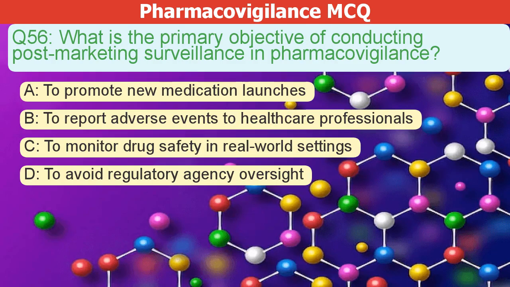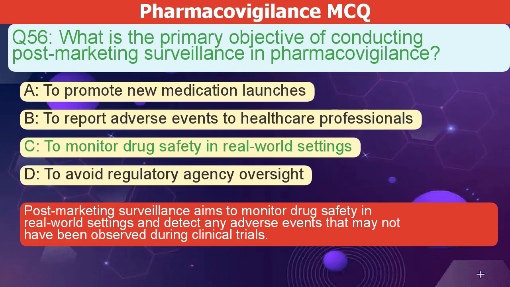What is the primary objective of post-marketing surveillance in pharmacovigilance? A. To promote new medication launches. B. To report adverse events to healthcare professionals. C. To monitor drug safety in real-world settings. D. To avoid regulatory agency oversight. The correct answer is C. Post-marketing surveillance aims to monitor drug safety in real-world settings and detect any adverse events that may not have been observed during clinical trials.